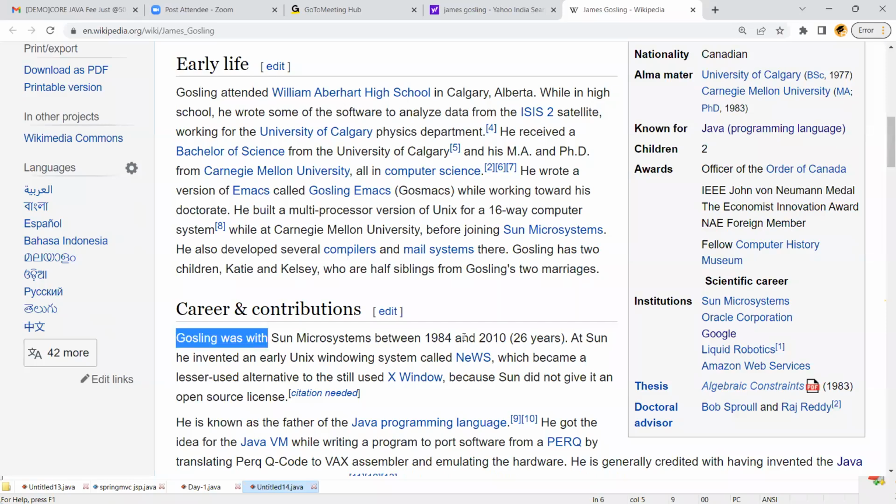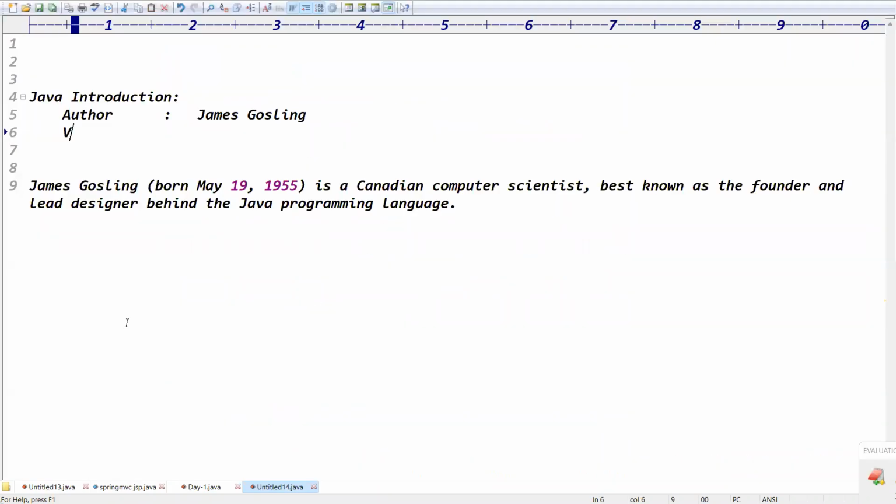James Gosling was at Sun Microsystems. Who is the vendor of Java? Yes, who is the vendor of Java? And for you, who is one more important person?